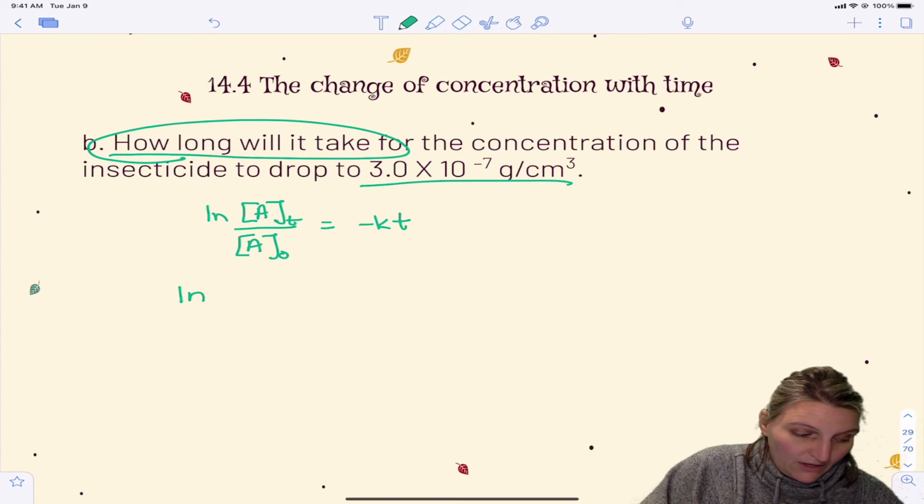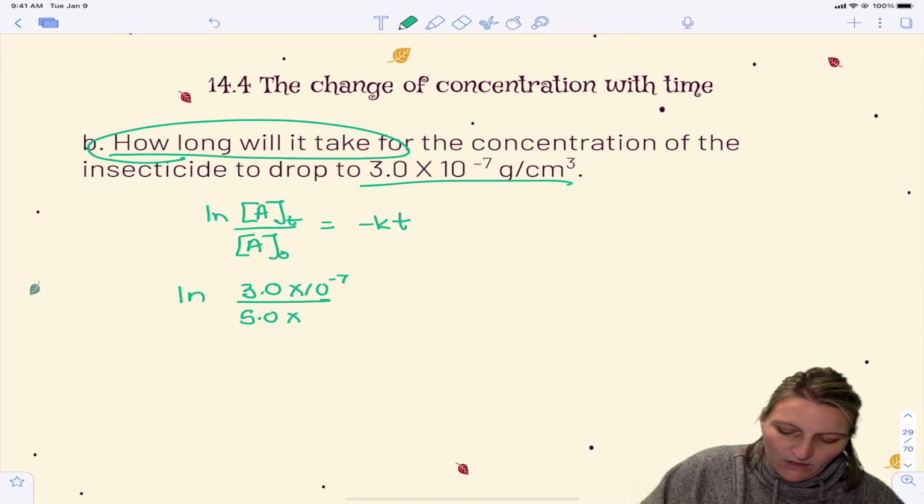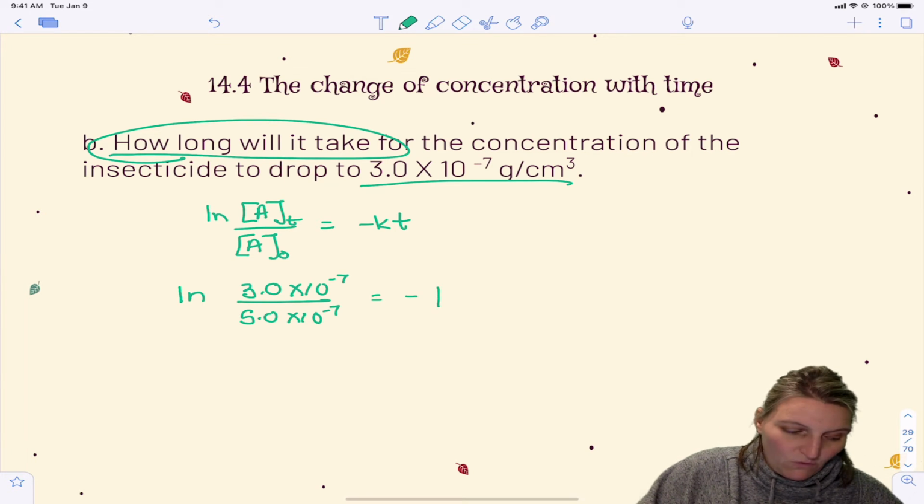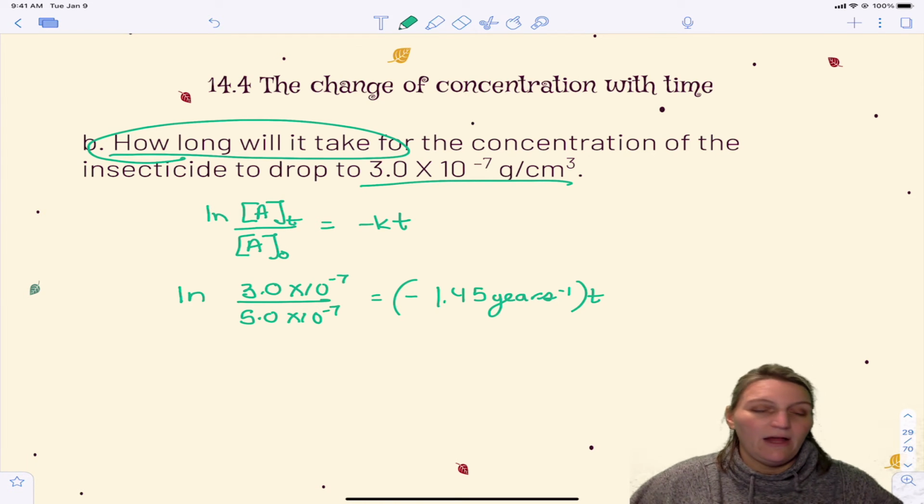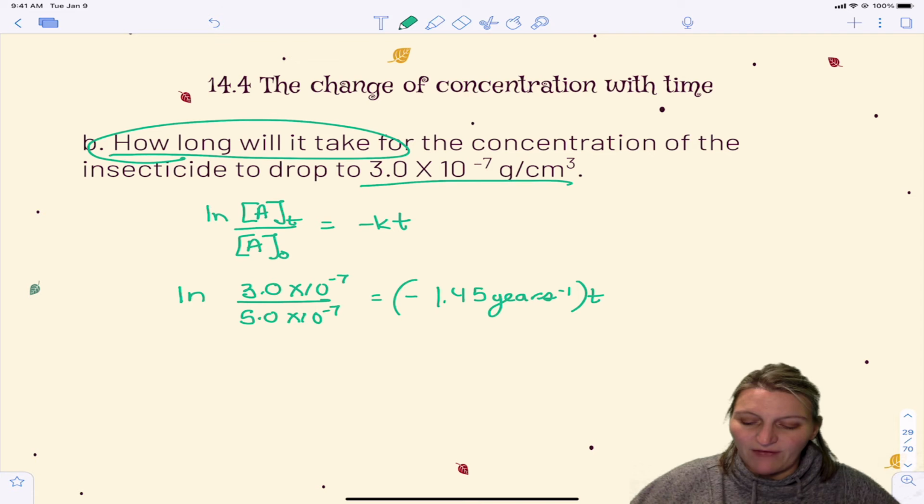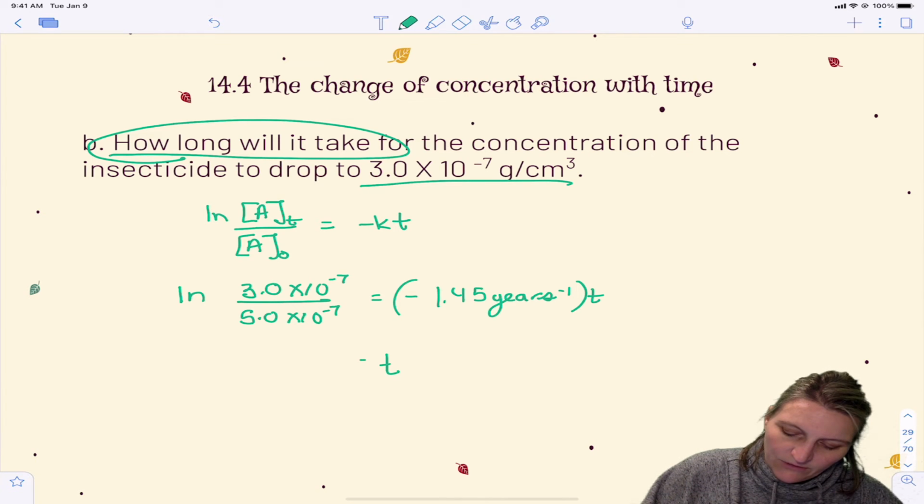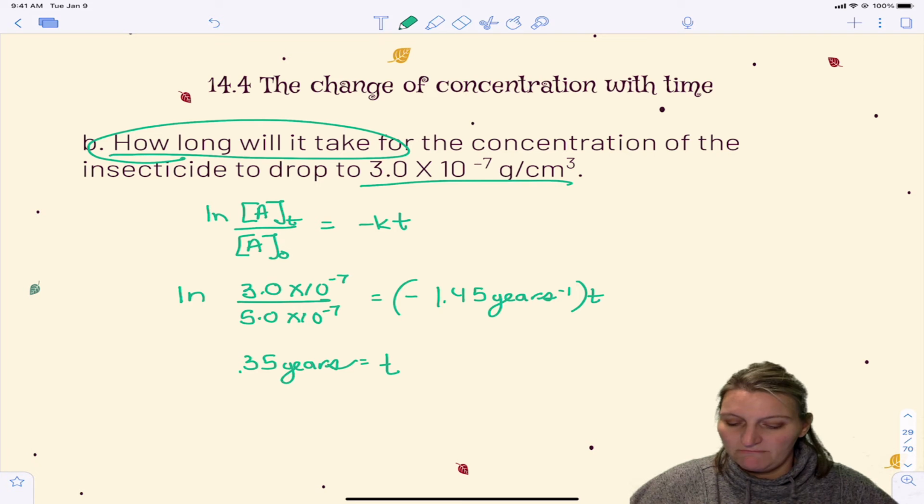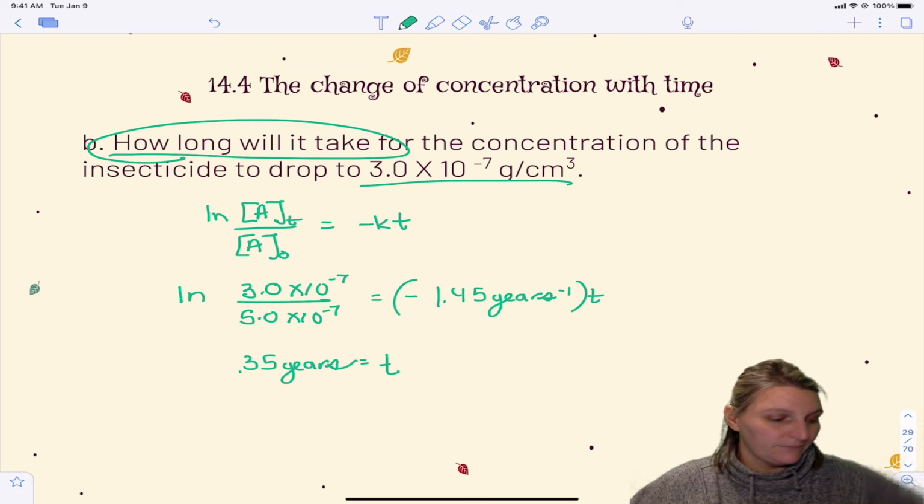So that would be ln of 3.0 times 10 to the negative 7 over 5.0 times 10 to the negative 7. The units, grams per centimeter cubed, would cancel out, equals negative 1.45 inverse years times t, right? I divide, take the natural log, then divide by negative 1.45 inverse years, and I get my time equaling 0.35 years, right? That'd be about 4.2 months. So these are actually kind of useful formulas.